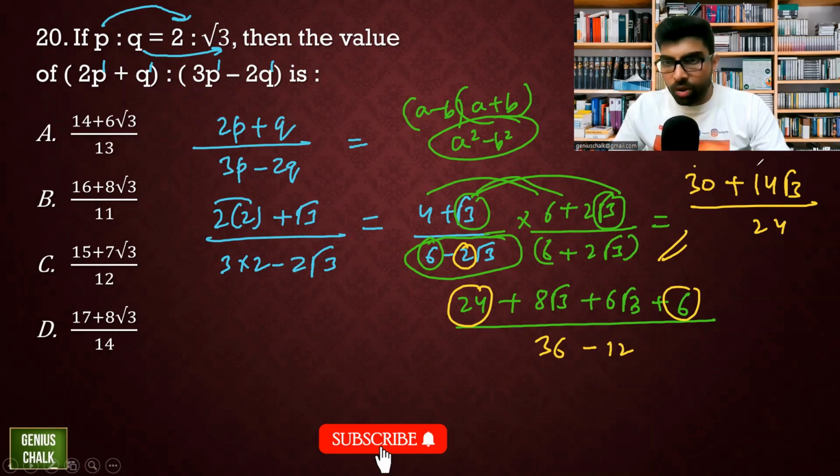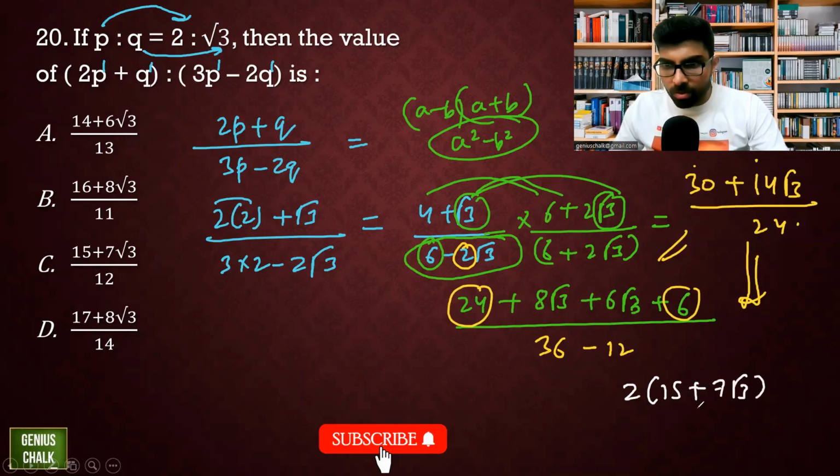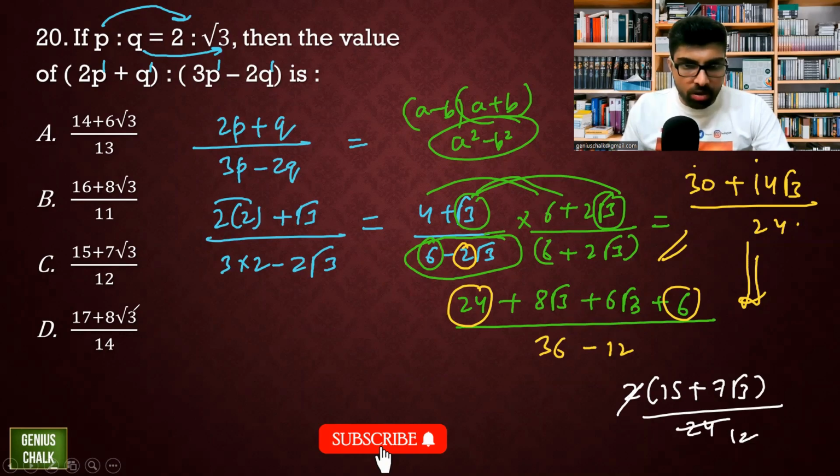Now you can see 2 is common here in all. So I can write it directly as, it is cancelled by 2. So if I take 2 common, it is left with 15 plus 7 root 3 by 12. Yeah. So what is my answer? It is option C, 15 plus 7 root 3 by 12.